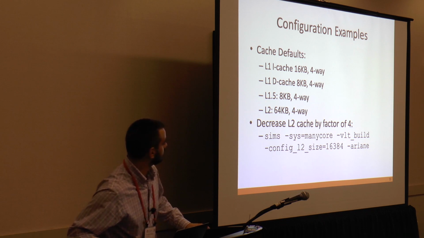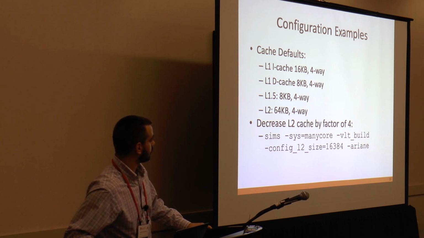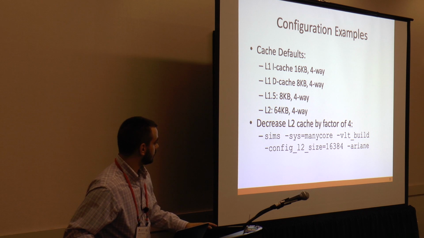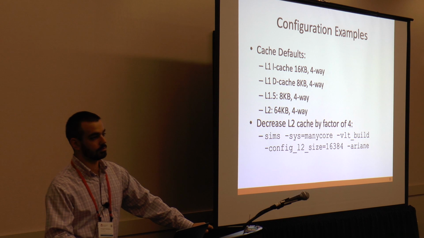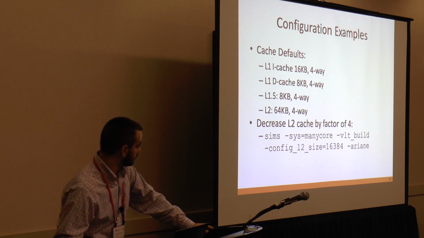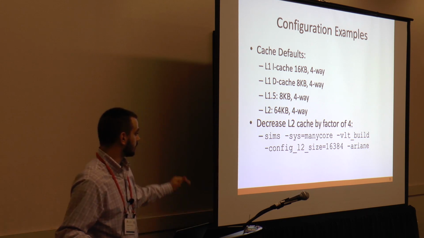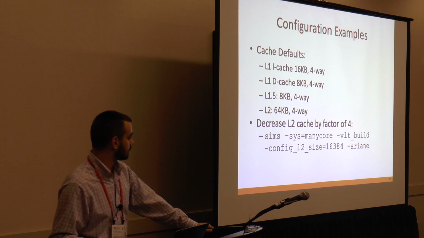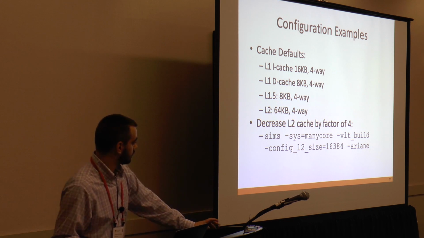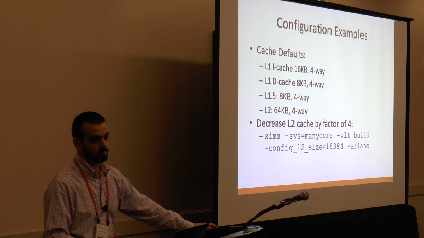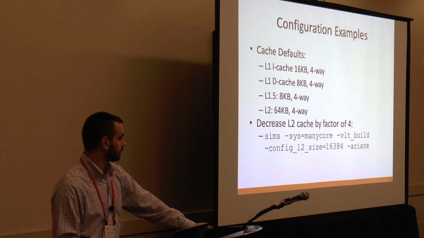Another example is the default cache configuration, which you can see here: the L1I, L1D, L1.5, and L2. Let's say we want to decrease the L2 size because we want to run an application and see, okay, if I change the L2 cache size, what happens in my application? We go the same way: -sims many-core, -vlt_build to use Verilator, and then -config_l2_size. And you see we changed from a 64 kilobyte to a 16 kilobyte cache. Just by that, we can get going with a smaller size. So it's very easy to configure the basic things of a system.